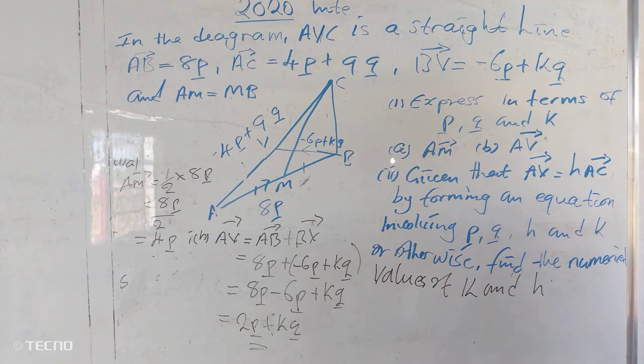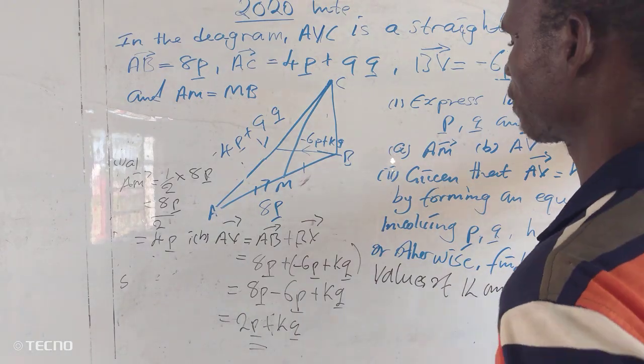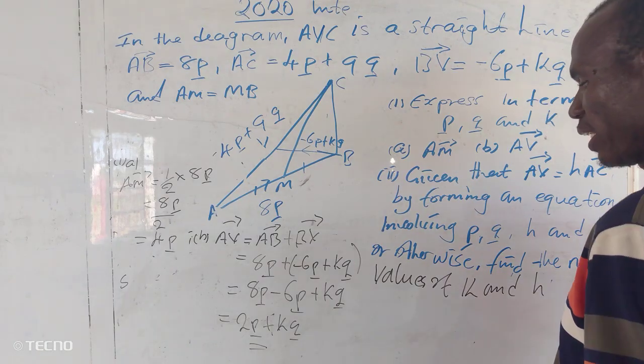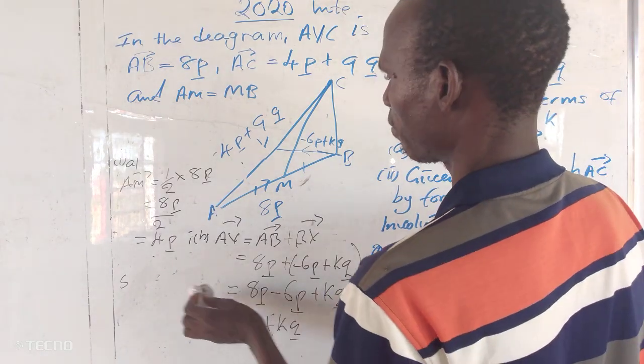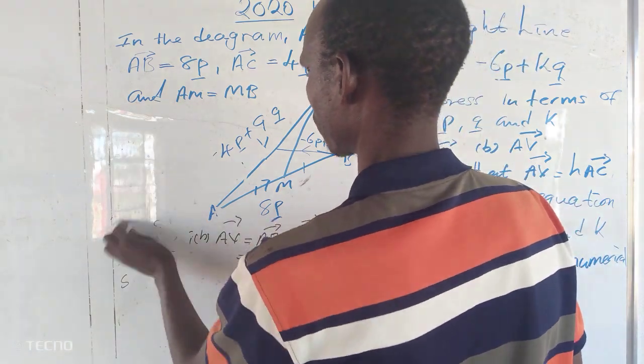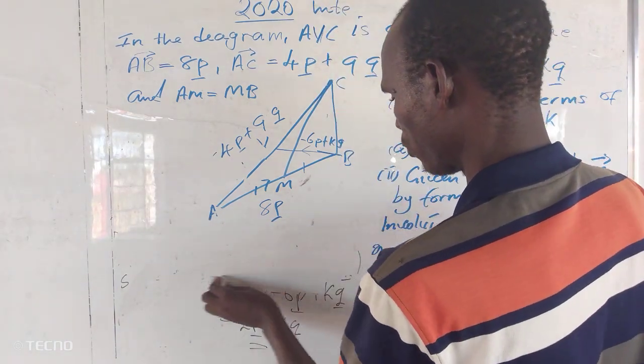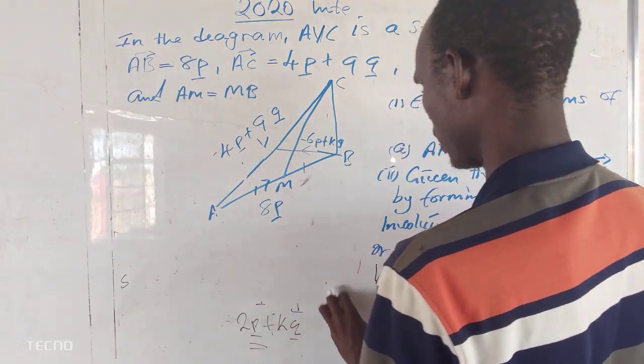So after finding those answers, what is the next question? The next question is Roman numeral 2. Let me give you 2 minutes to copy this. Okay, I believe by now you are done copying. Okay, so we just write the answers somewhere.